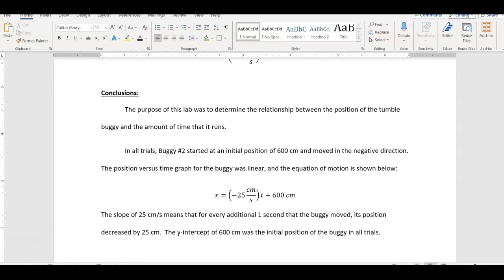When we were observing the buggy, we said that we thought it was moving at a constant speed. And now I think we have some evidence that supports that. And so I want to explain that. That's kind of one of my conclusions here.